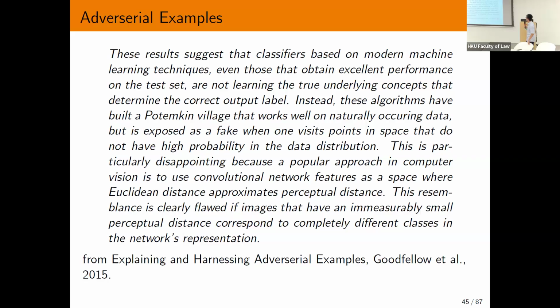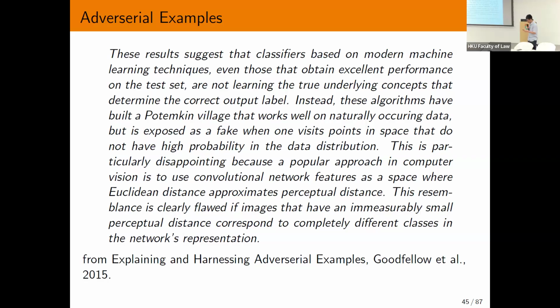The classifiers are not learning true underlying concepts that determine the correct output. Instead, they build a Potemkin village that works well on naturally occurring data, but is exposed as a fake when one visits points in space that do not have high probability in the data distribution. So in other words, it's the extrapolation thing that Benjamin is talking about. If you see something not seen before that looks a bit different from the data set, then perhaps you could perform disastrously.